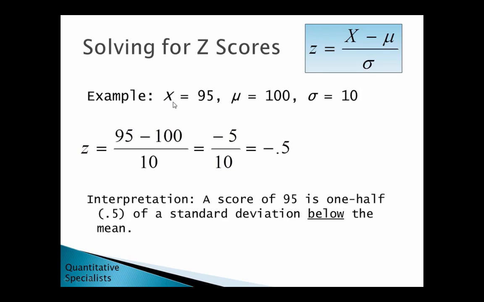So for our last example here, we have an x of 95, mean of 100, standard deviation of 10 once again. So 95 minus 100 over 10, or negative 5 over 10, is a z of negative 0.5. So we would interpret this as follows. A score of 95 is 1/2, or 0.5, standard deviations below the mean. Or it's 1/2 of a standard deviation below the mean.